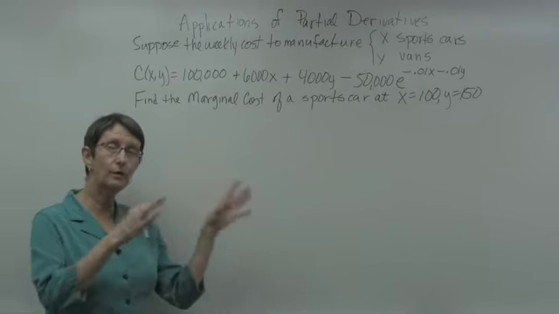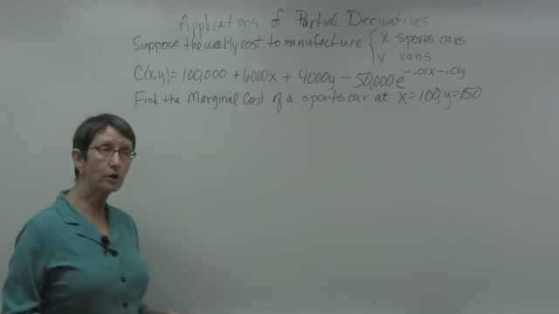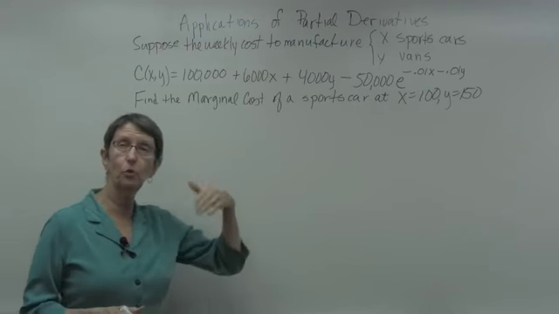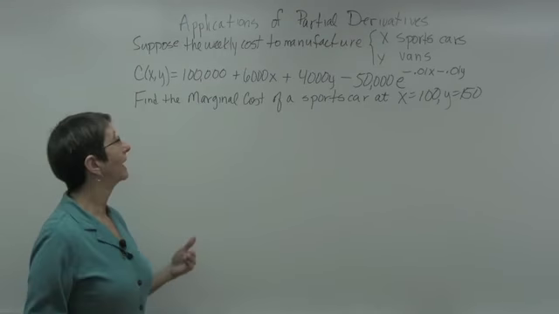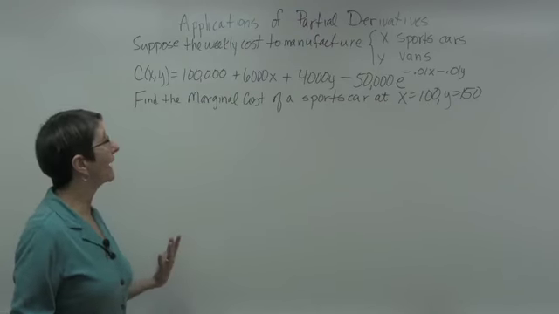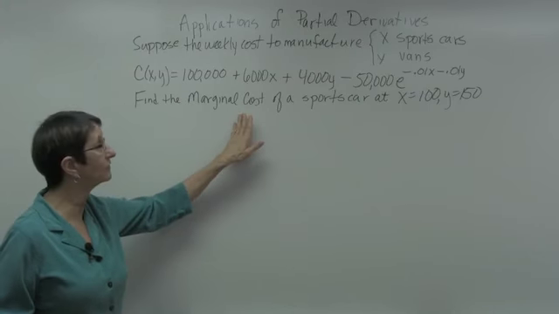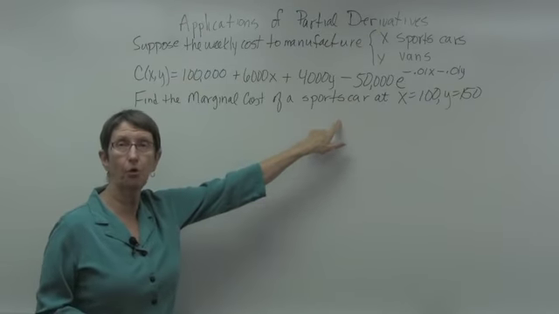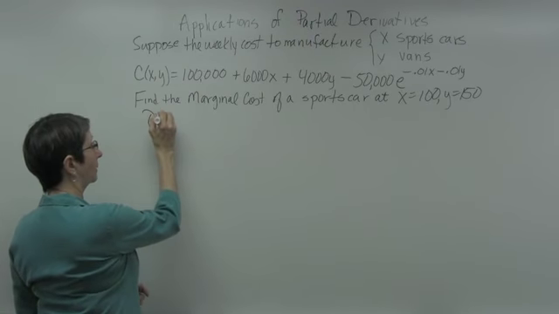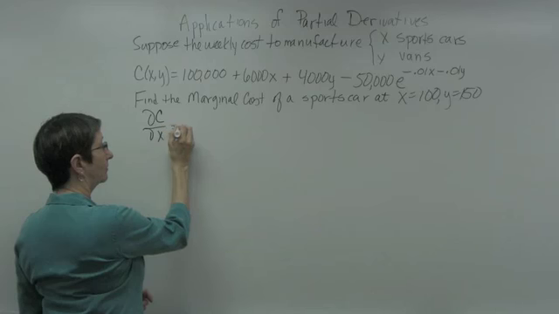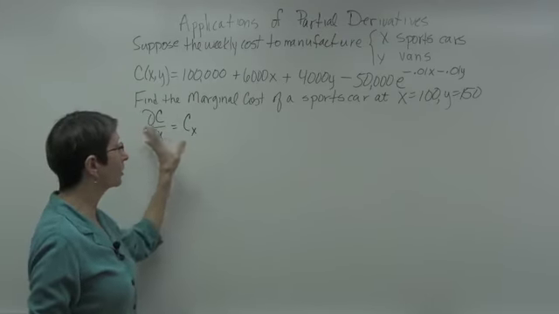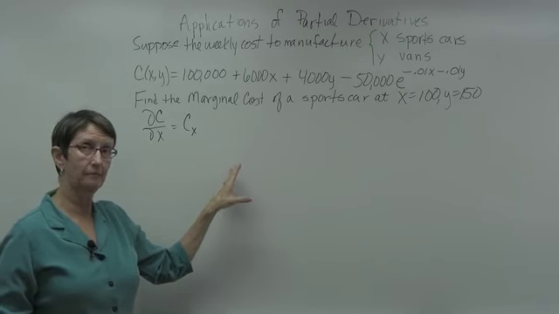Marginal cost. So you have to try to remember what the marginals mean. A marginal in economics would be the change in the amount to produce one more of that particular item. In math, marginal, a change, is a rate of change, which is a derivative. So we have to find the partial derivative of the cost function with respect to a sports car. So the partial with respect to x would be also written as c sub x. Okay? So we want to find the partial derivative with respect to x.